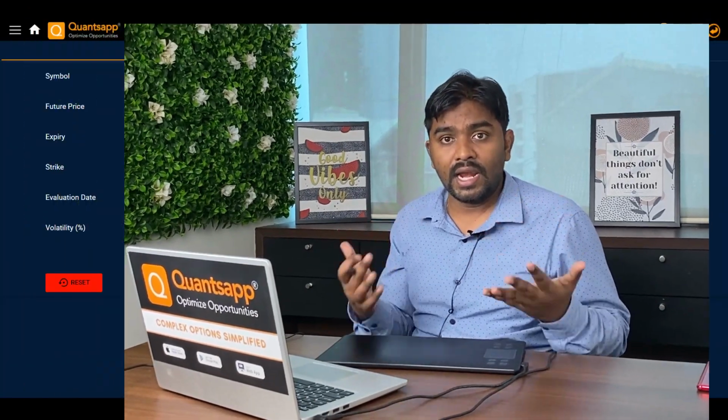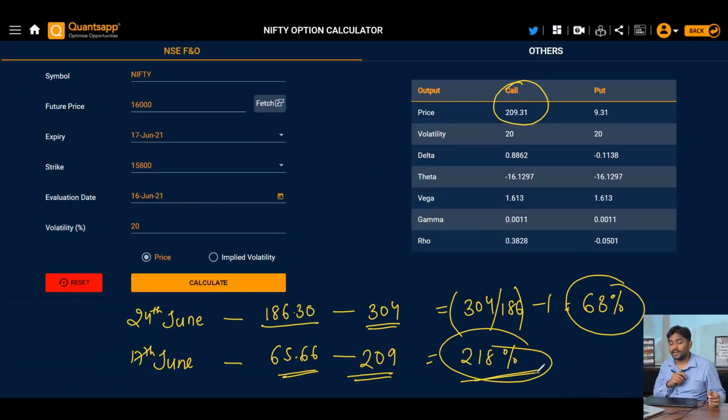So whenever we are scalping a trade, we can always generate a higher return on the capital employed. That's why I'm asking you to implement these kinds of options breakouts when we are very near to expiry. Okay, so probably you understand the gamma effect, right? So this is how it works.